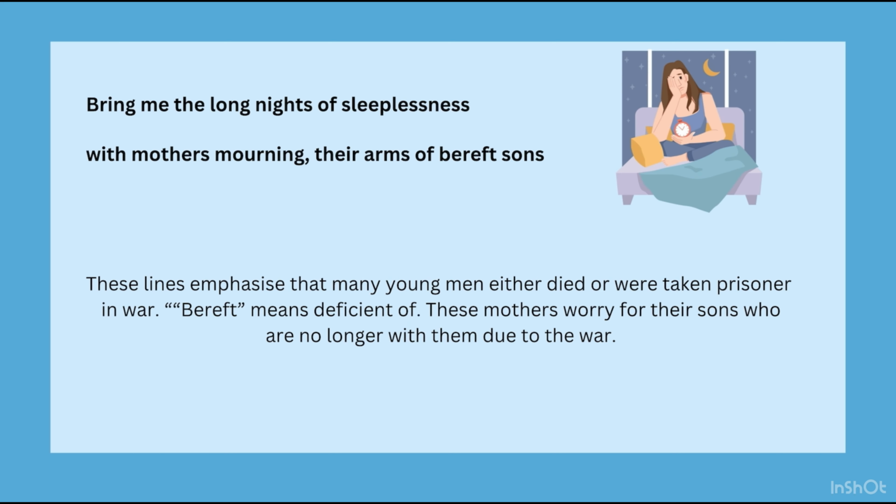Lines 7 and 8 say, "Bring me the long nights of sleeplessness, with mothers mourning their arms of bereft sons." These two lines discuss the stress that mothers felt due to the fact that their sons were taken away from them. This is because of the violence occurring, and their sons were either taken as prisoners or died. The word bereft means deficient of. This tells us that the mothers longed for the return of their now gone sons.